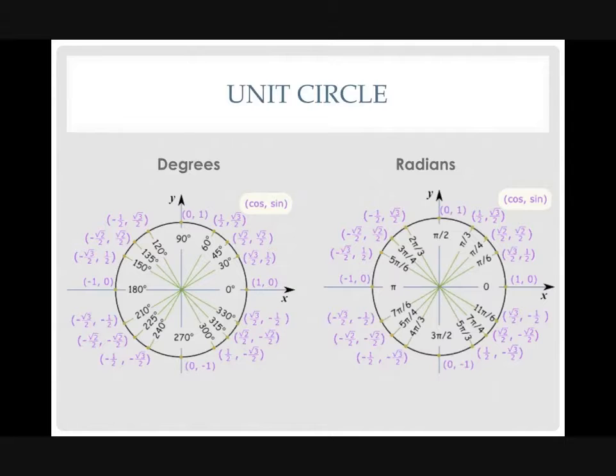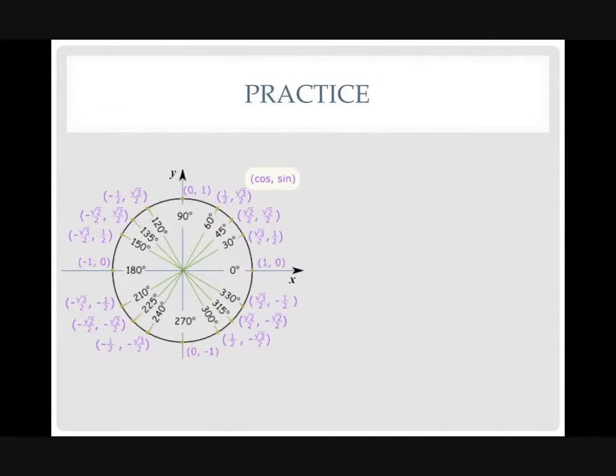So this is a recap of a previous lesson in which we derived the coordinates of the unit circle along with the degrees and radians that they correspond to. So for practice, notice at 150 degrees, our coordinate is negative root 3 over 2, comma 1/2.